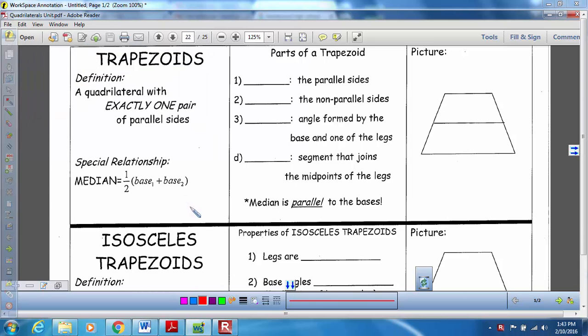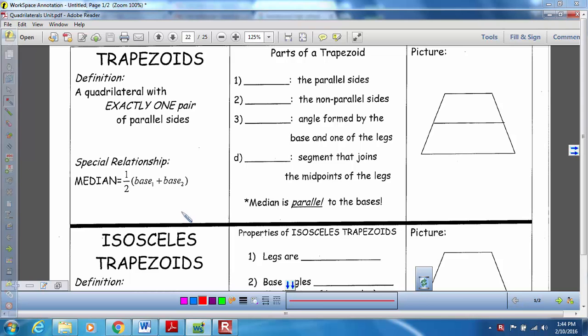The sixth and final type of quadrilateral we're going to learn about is called a trapezoid. A trapezoid is a quadrilateral with exactly one pair of parallel sides. This is the other quadrilateral that does not fit in the parallelogram family.